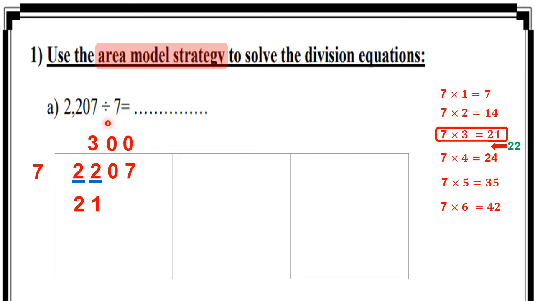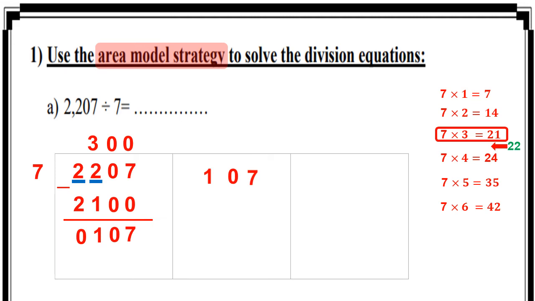And now 300 times 7 equals what? 2,100. And now let's subtract. 7 minus 0 equals what? Equals 7. 0 minus 0 equals 0. 2 minus 1 equals 1. And 2 minus 2 equals 0, which has no meaning. And now we will take 107 to another section to solve it.